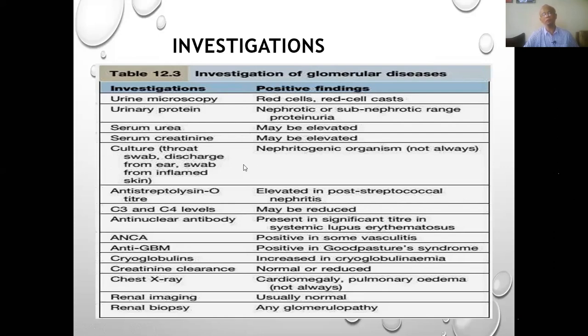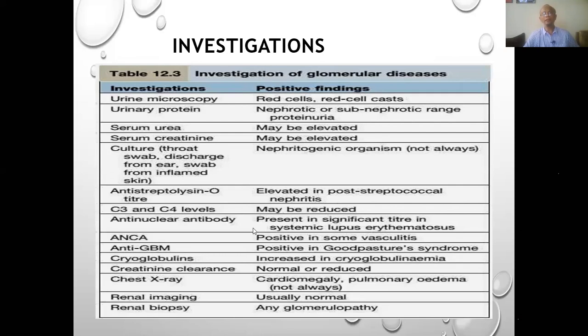To look for the etiology, you will also do a culture of the throat swab, discharge from the ear, or swab from the inflamed skin, and then you can get a nephritogenic strain of organism. But sometimes you may not get any organism. You can also do the ASO titer, which is elevated in post-streptococcal nephritis. You can also do the C3 and C4 levels, which may be reduced.